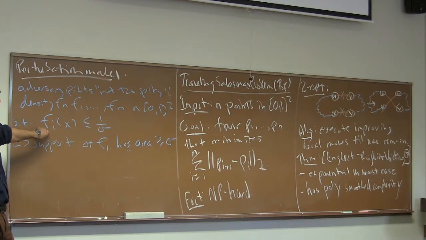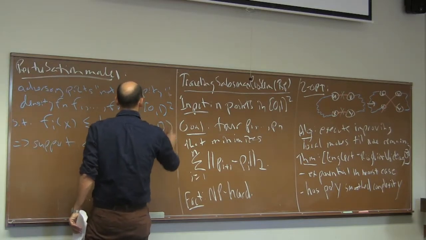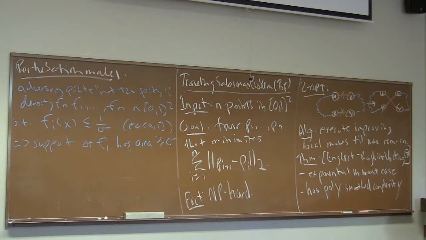Yeah, so sigma is never going to go above 1. Sigma is going to be between 0 and 1. And we want to be polynomial in 1 over sigma. Other questions?